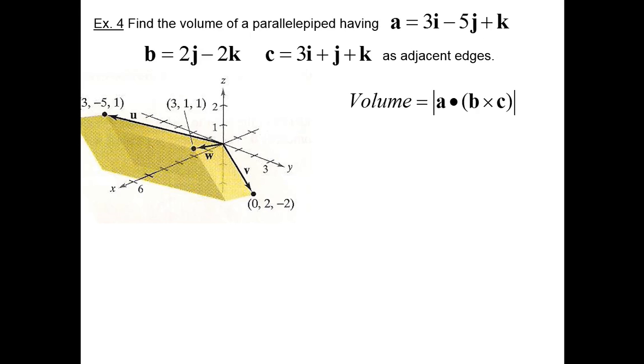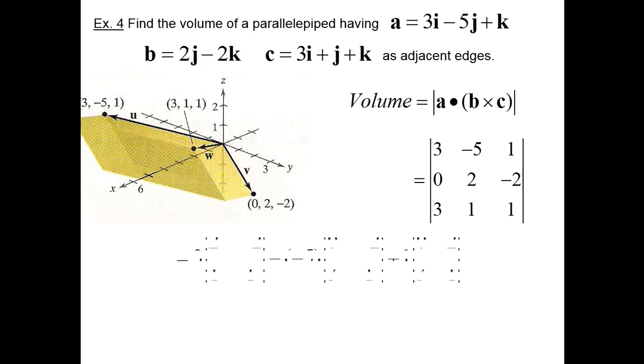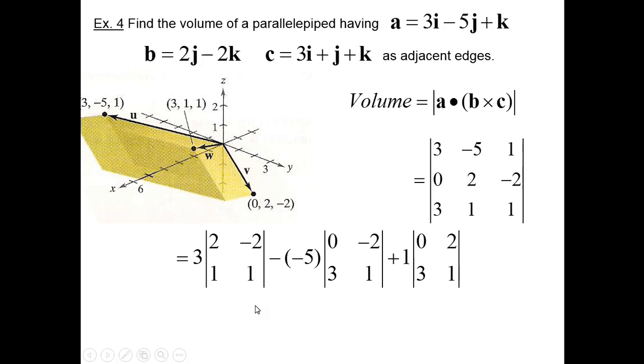We can just put this into our triple scalar product formula. So 3, negative 5, 1, 0, 2, negative 2, and 3, 1, 1. Remember, there's no i, j, k in that first row, so the result of this is going to be a number. This is a true determinant, not another vector. If we use our determinant formula from matrices and expand that first row, we get a value of 36. And again, if this had been negative, you just make it positive. It's the absolute value of that triple scalar product.